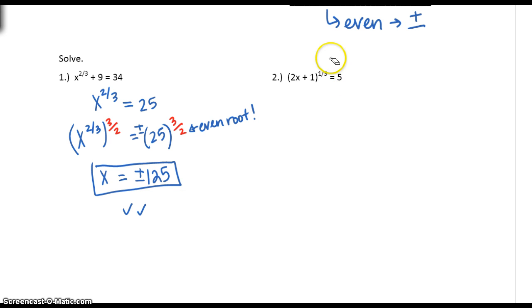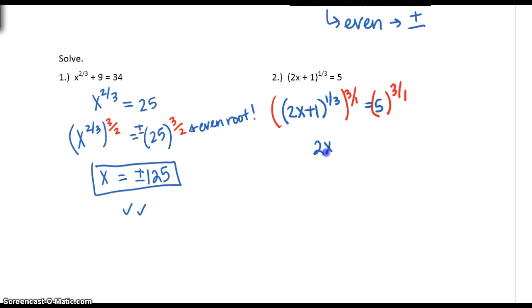So let's look at number 2. This 1/3's on the whole shebang here. The whole entire expression that 1/3's on. So let's get rid of it. Remember, to get rid of it, we're going to take it to the reciprocal power. So I already have 2x plus 1 all to the 1/3, right? And we want to take it to the reciprocal power. So this is going to be to the 3/1. Okay, 1/3 times 3/1 is 1, so goodbye, see you later.